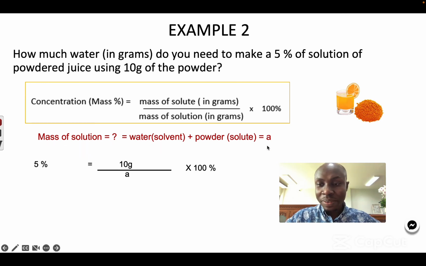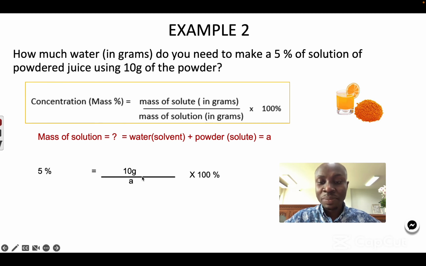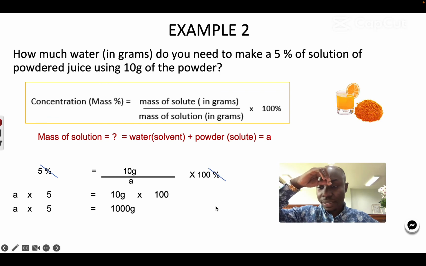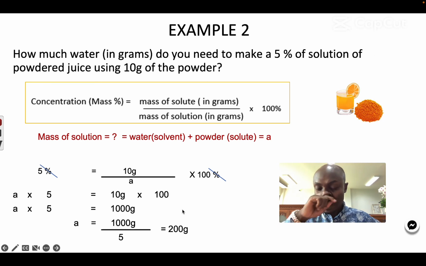If you do that, you have 5% is equal to 10 grams divided by A, the mass of the solution, times 100%. We can cancel the percent on each side, and when we do the calculation, multiply by A on each side, we should have A times 5 is equal to 1,000 grams. A is equal to 1,000 divided by 5, which is 200 grams. So 200 grams is the mass of the solution.